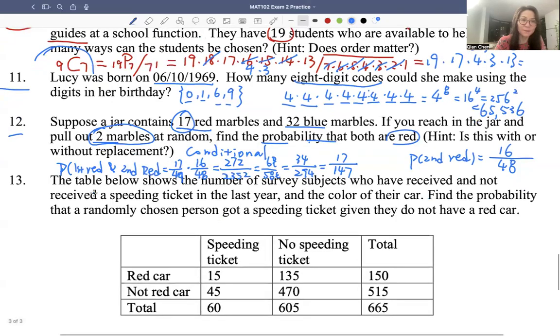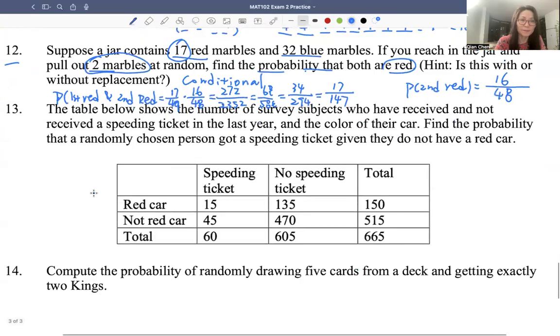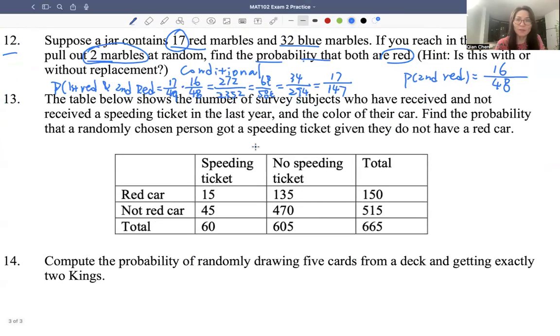Let's see, 13. The table given shows the number of survey subjects who have received and not received a speeding ticket in the last year, by color of their car. So we want to find the probability that a randomly chosen person got a speeding ticket given they do not have a red car, right? Remember, probability of B given A. Conditional probability.